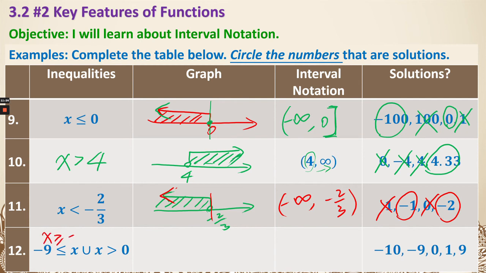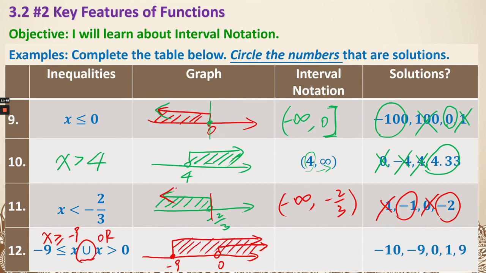For number 12, let's make sure our x is on the left side first, so that's going to become x is greater than or equal to negative 9. Now I can actually graph. Negative 9 is right here, pointing to the right. 0 is an open circle right here, pointing to the right as well. But the connection word is "or", which means I need to shade everything. So I'm going to shade everything starting from negative 9.